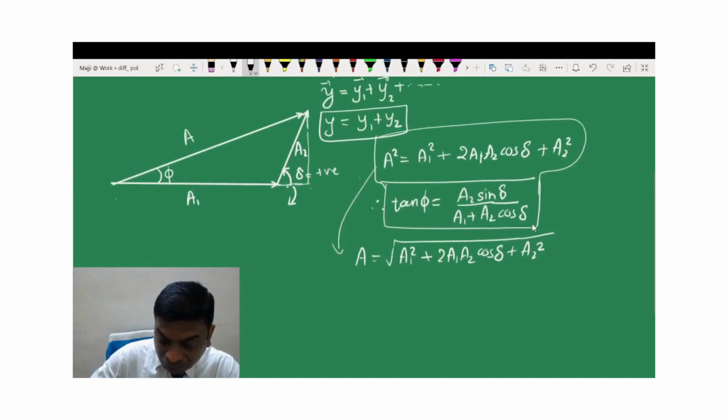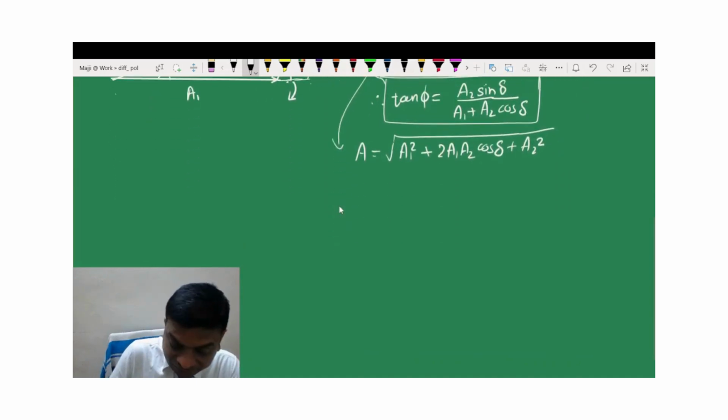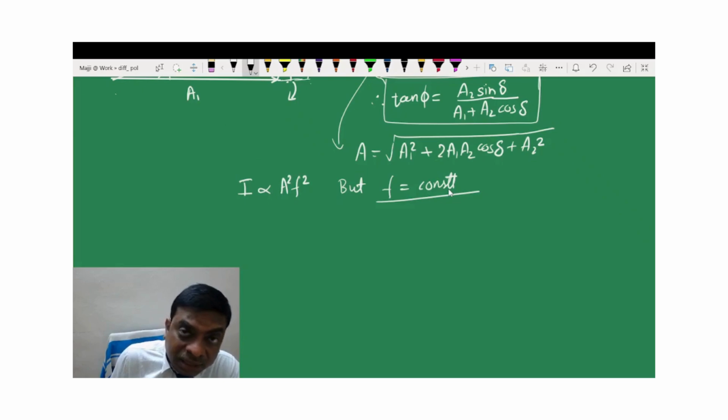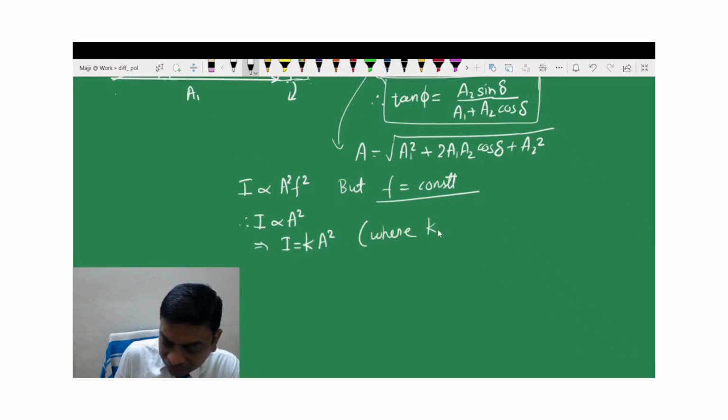Then now we know that the intensity is proportional to the square of amplitude and the square of frequency. This is true for any wave, students, including the electromagnetic wave. Remember, light is an electromagnetic wave. But f is constant for both, and also the resulting wave will have the same frequency as that of the individual waves. So you don't have to consider the variation of frequency. So you can simply say intensity is proportional to the square of amplitude, and let us take the proportionality constant as some k, where k is some constant.